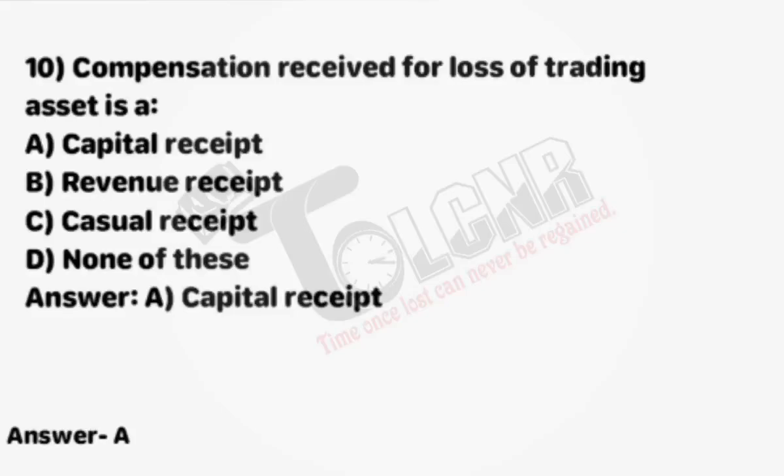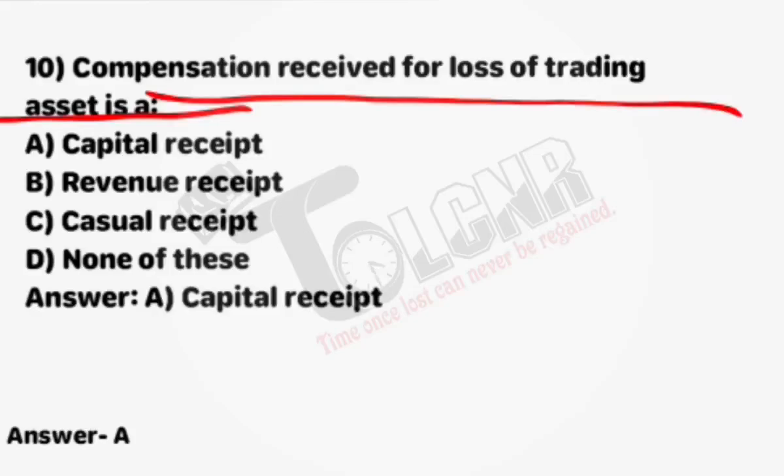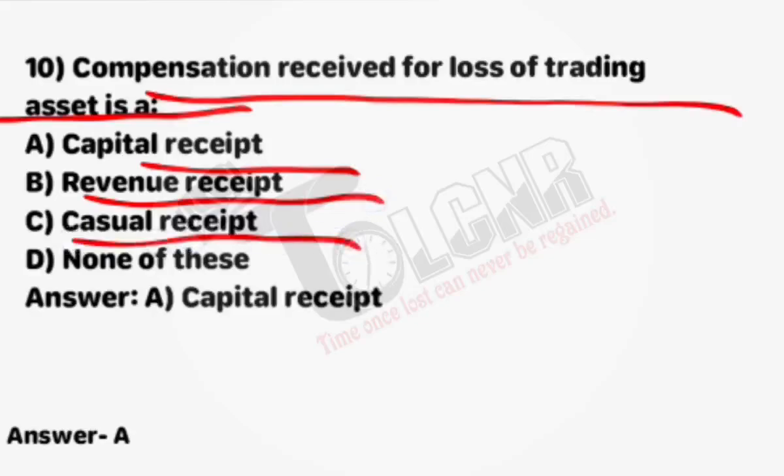Next question, compensation received for loss of trading asset is a option A capital receipt, option B revenue receipt, and option C casual receipt, and option D none of these. Option A is correct, capital receipt.